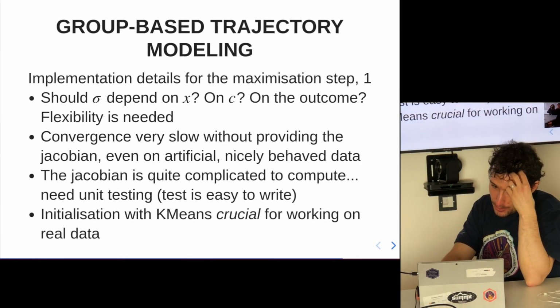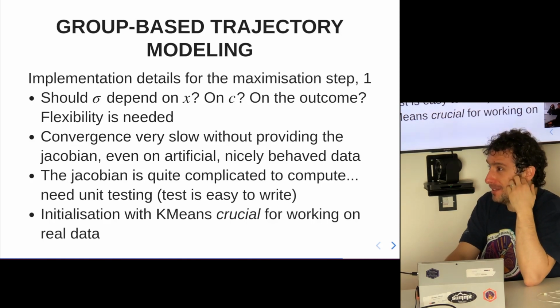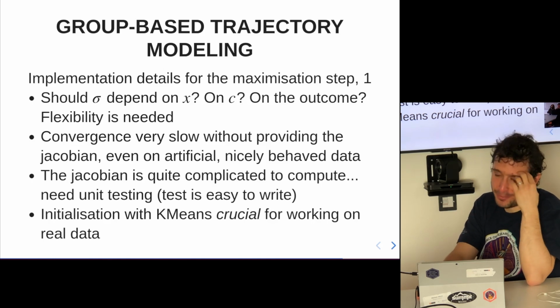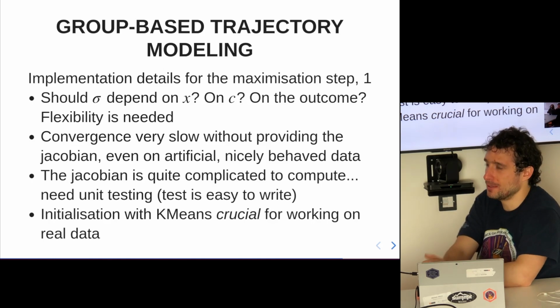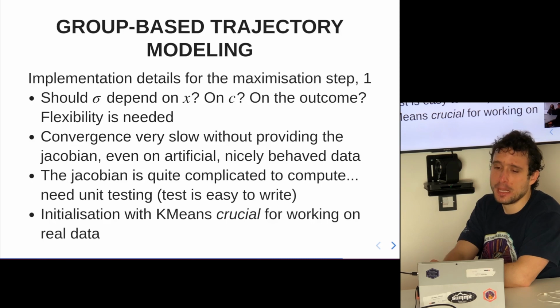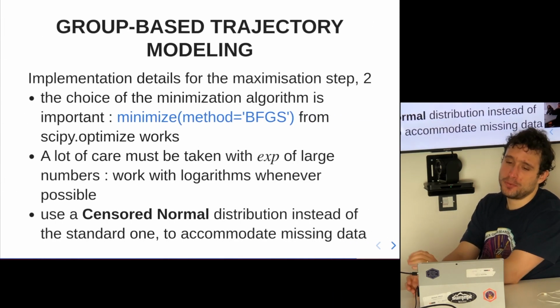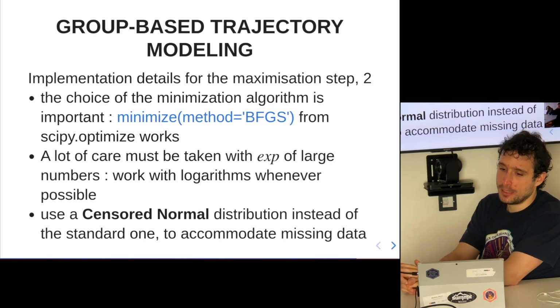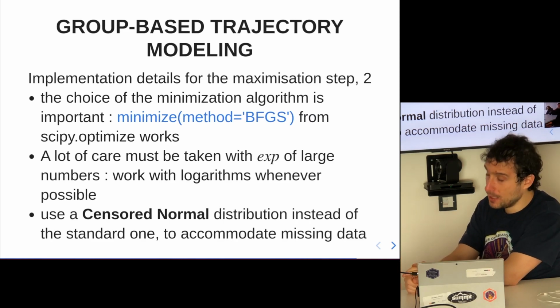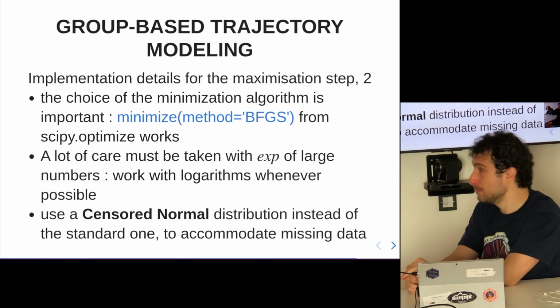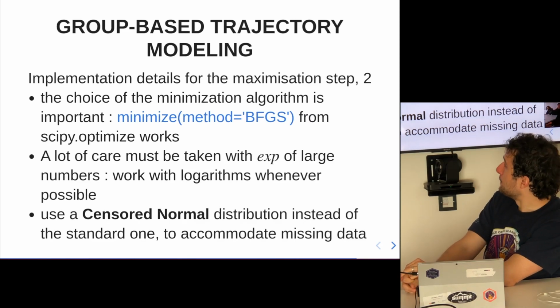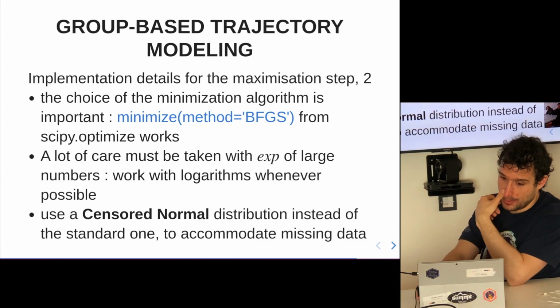Initialization with k-means is actually crucial for working with real data. If you don't, maybe you converge, but in a million years. In principle this algorithm should converge, but it's slow. Second point: the choice of the minimization algorithm has also been quite important. I have used BFGS, which I don't remember exactly. I think these are surnames of people, and it actually works very well.